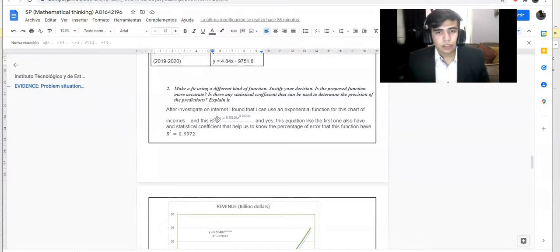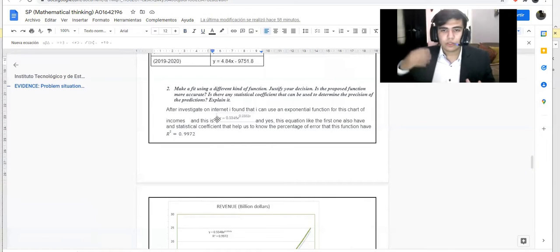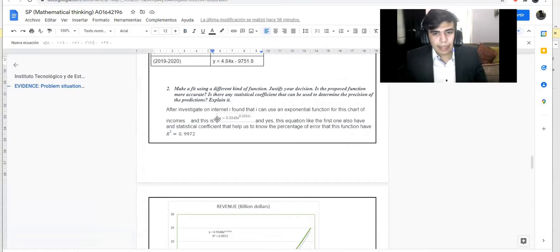Make a fit using a different kind of function. Justify your decision. Is the proposed function more accurate? Is there any statistical coefficient that can be used to determine the precision of the predictions? Explain it. Well, after I investigated on the internet and on Excel, I tried some tools on Excel. I found that we have another function, an exponential function for this chart of incomes.